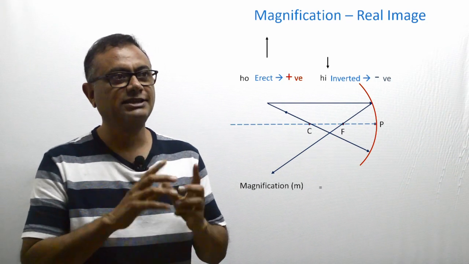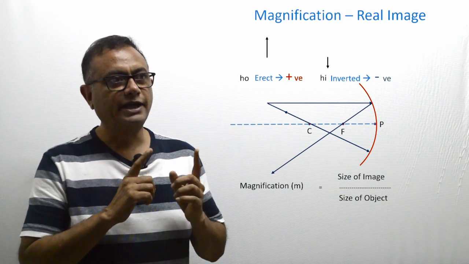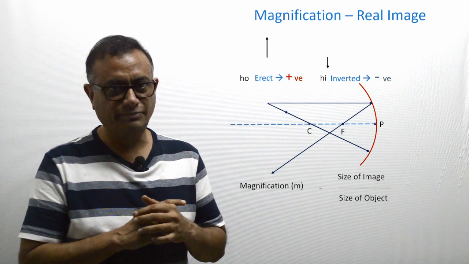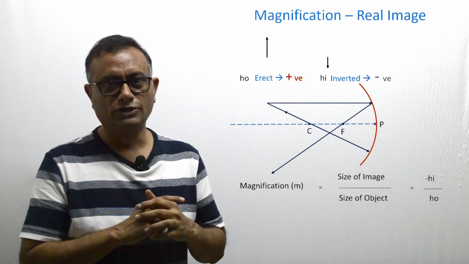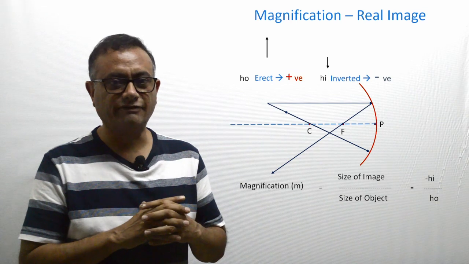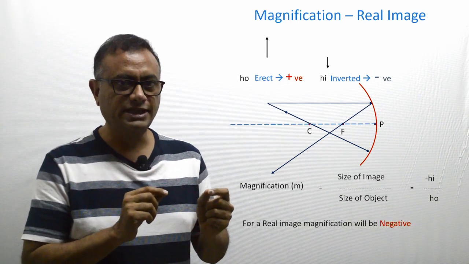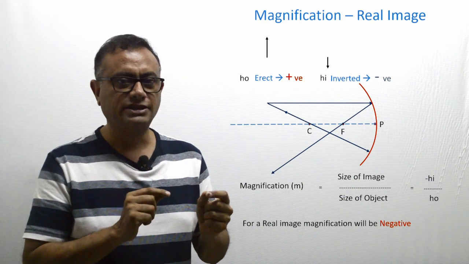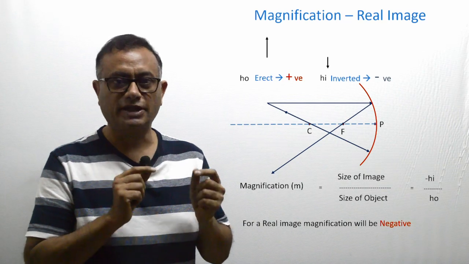Magnification is defined as the height of the image divided by the height of the object, and we will put in the sign conventions that we briefly discussed. That means minus HI divided by HO. So the overall magnification value which we get is going to be negative. To summarize, if we have a real image in the case of a mirror, then the magnification is going to be a negative value.